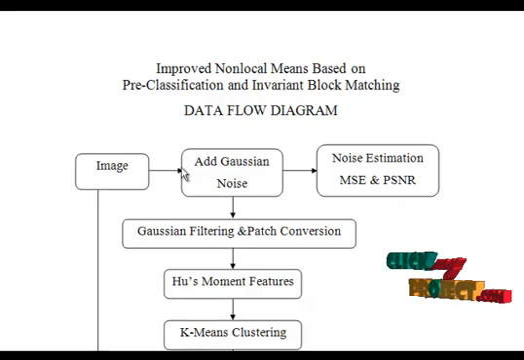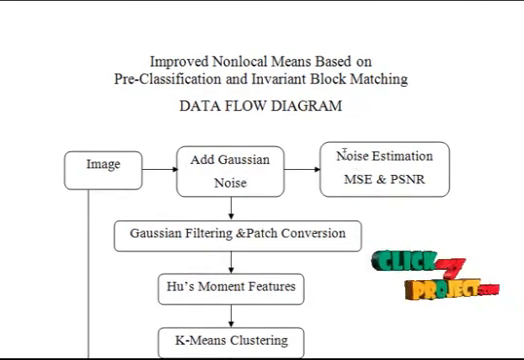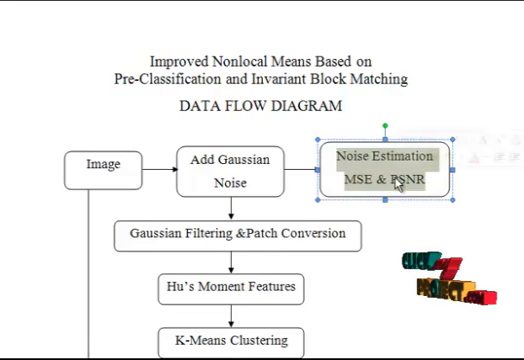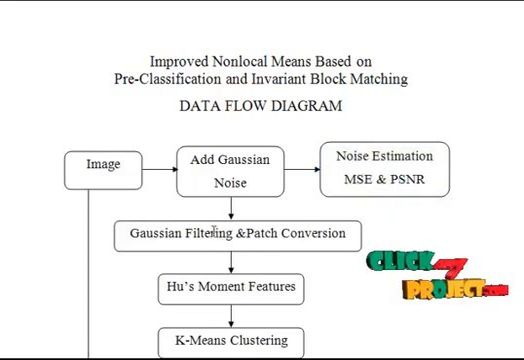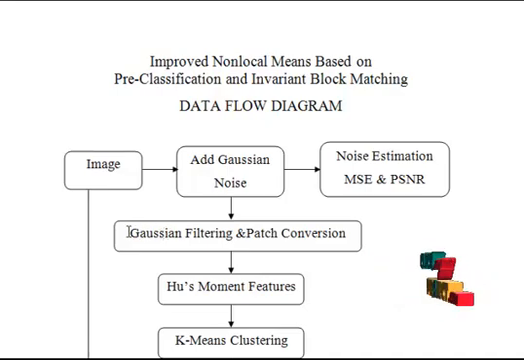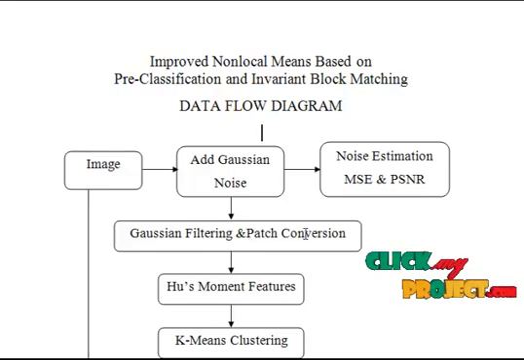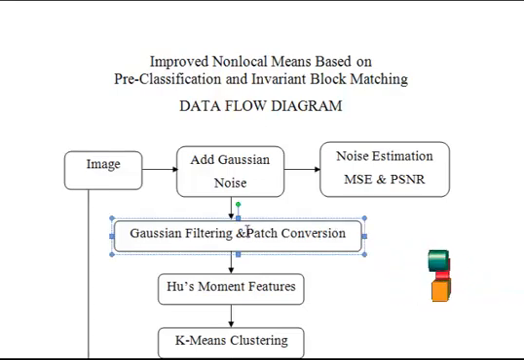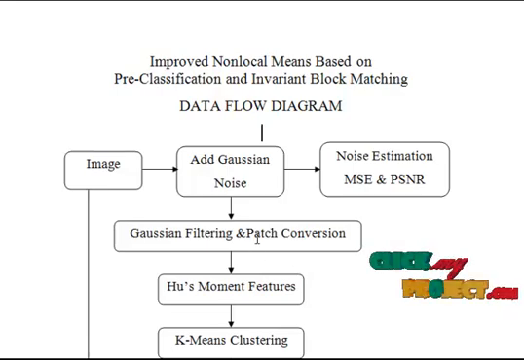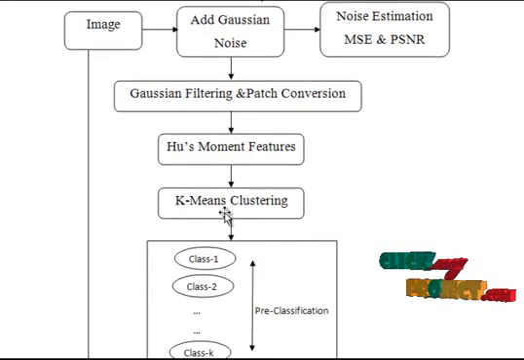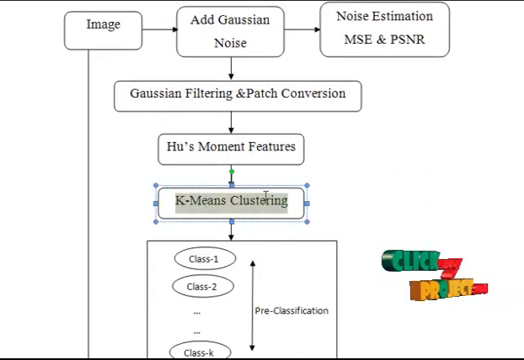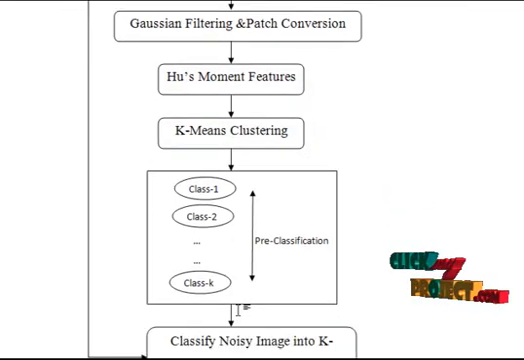Consider an image and add Gaussian noise to it, and estimate the noise parameters using MSE and PSNR. Then subject the noisy image to a Gaussian filtering algorithm and convert the image into patches. Hereafter you will be proceeding only with the patches. For each of the patches, calculate Hu moment features and store them in a mat file, then provide that mat file to the k-means clustering algorithm. This algorithm will cluster the patches into classes. That is, the patch features are clustered here. This is the pre-classification referred to in the paper.